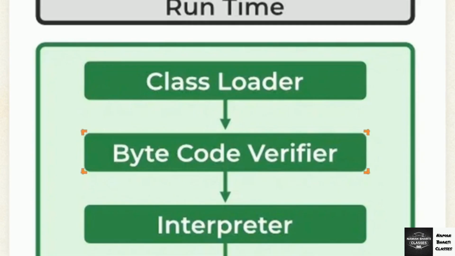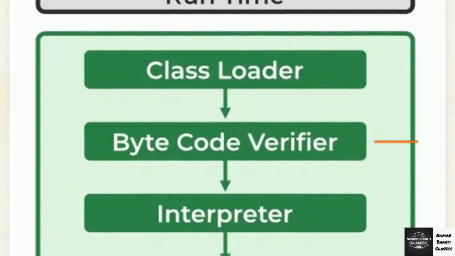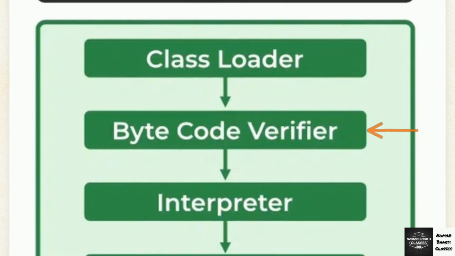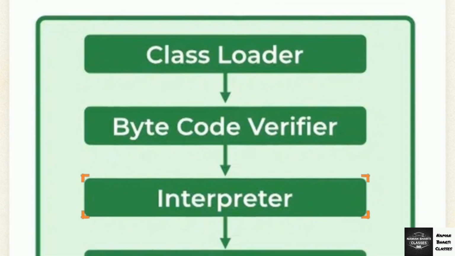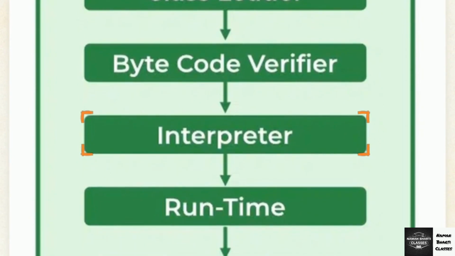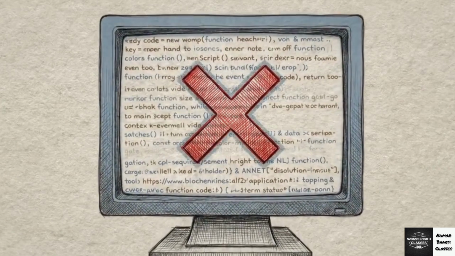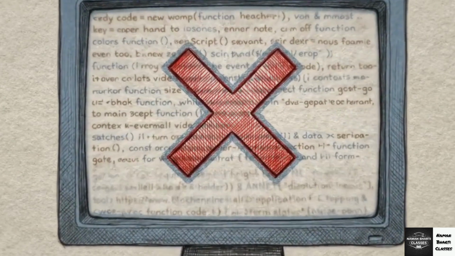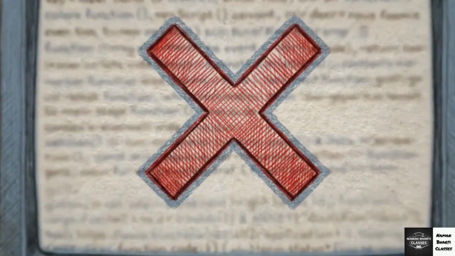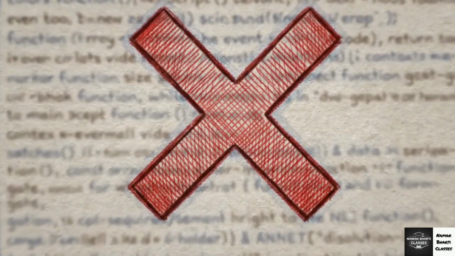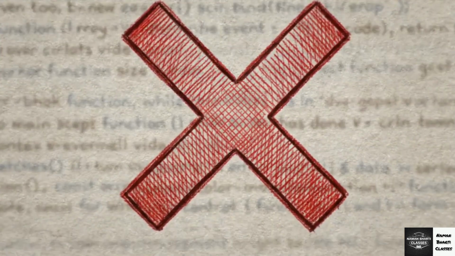Once loaded, the code hits a rigorous security checkpoint, the bytecode verifier. It scans the bytecode to ensure it doesn't violate system integrity, blocking stack overflows and illegal memory access. If the code is corrupted, the verifier halts the process. Only after successfully passing these checks is the bytecode handed down to the interpreter. This strict JRE pipeline acts as an impenetrable buffer. It guarantees all code is structurally safe and perfectly formatted before ever touching the host hardware.